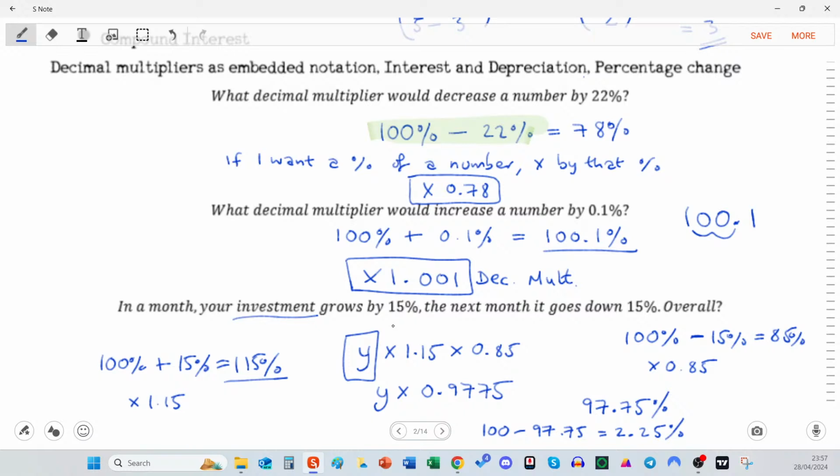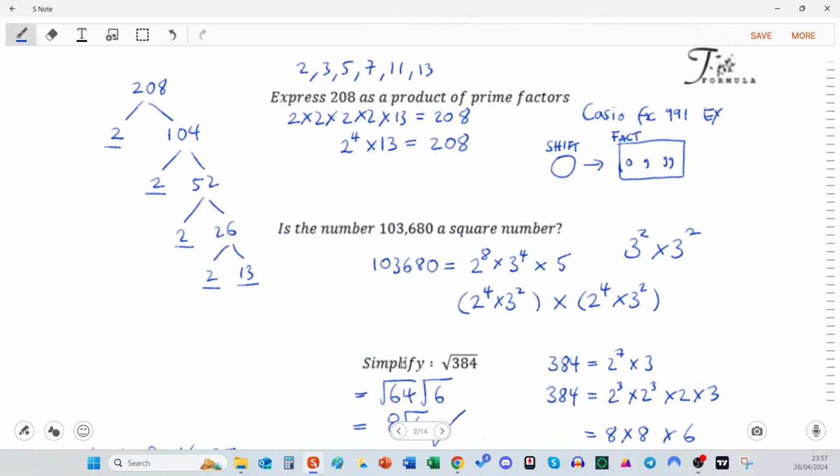If something goes up 15% and then it goes down 15%, we naturally assume that's an addition and that's a subtraction, and we end up where we started. Unfortunately, with percentages, if you find a percentage of a bigger number, it's bigger. So, let's go to the next question.